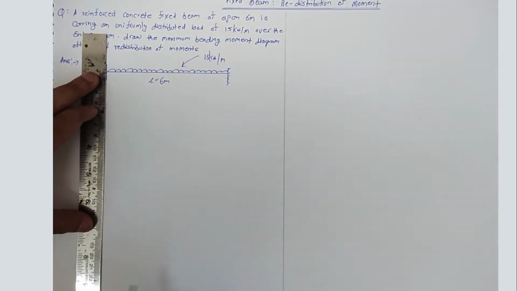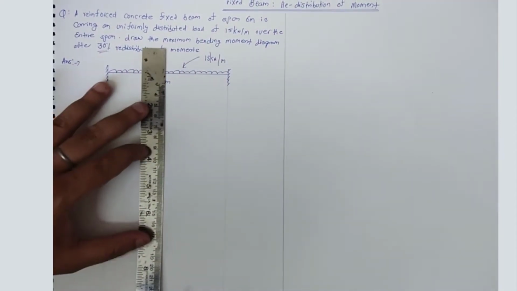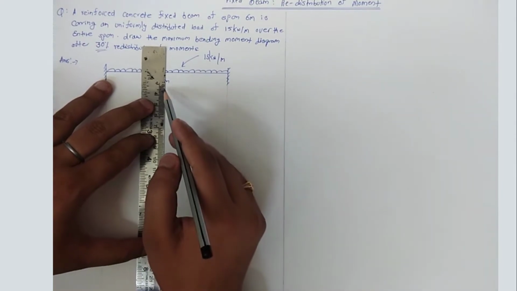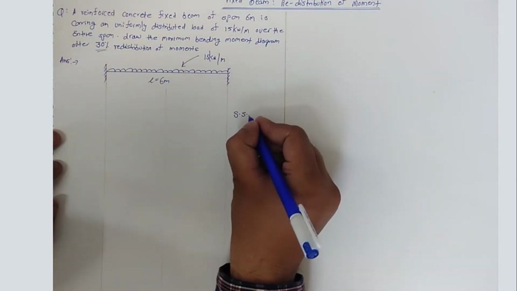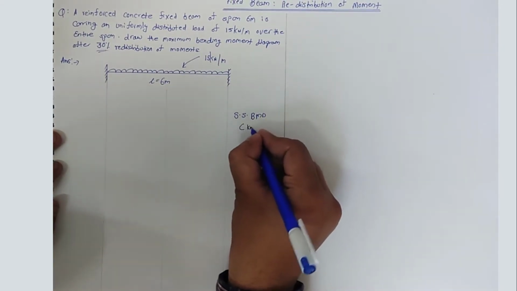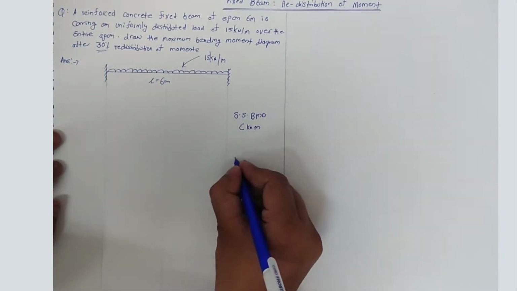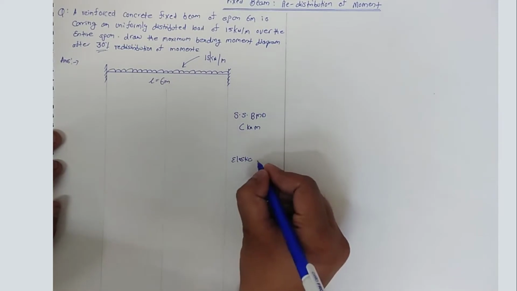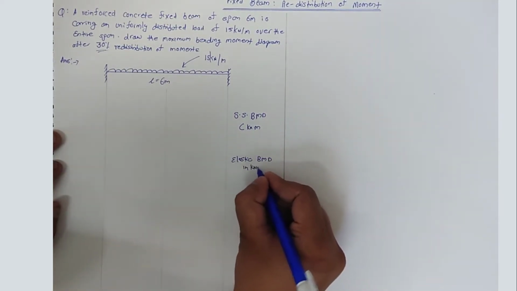So I'll just draw the projections here. As it is UDL, the maximum bending moment will be at the center. I can tell you there are types of diagram we will develop. First one will be the simply supported bending moment diagram, which will be in kilonewton meter. And second will be the elastic bending moment diagram, which will also be in kilonewton meter.